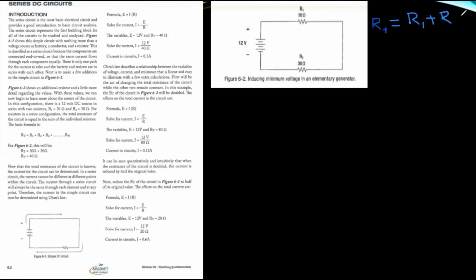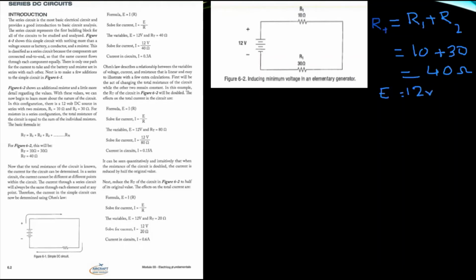So in this, what will the total resistance be? The total resistance will be the sum of the two, 10 plus 30. So the total resistance in this circuit is 40. Okay. So now we know the total resistance in this circuit. We know the voltage, and the voltage is 12 volt.